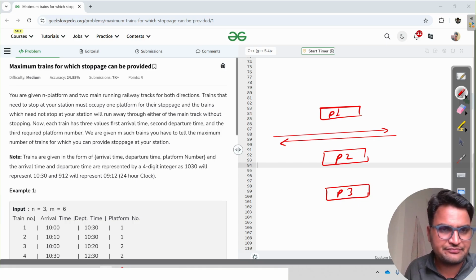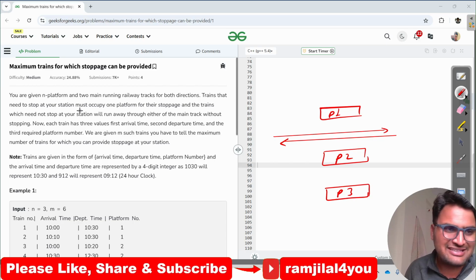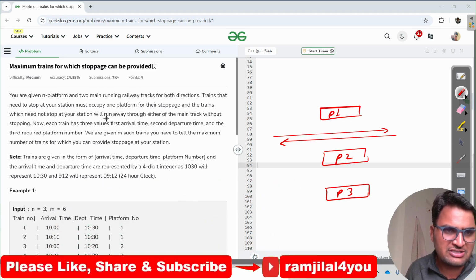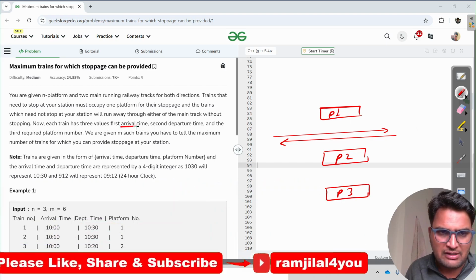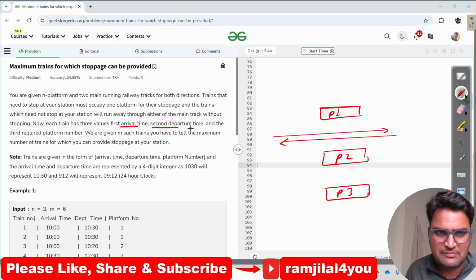So here, two main tracks for both directions and n number of platforms which we have. Trains that need to stop at your station must occupy one platform for their stoppage, and the train which need not stop at your station will run away through either of the main track without stopping, right? So now each train has three values: first arrival time, the second departure time, and the third is required platform number on which platform they need to stop.